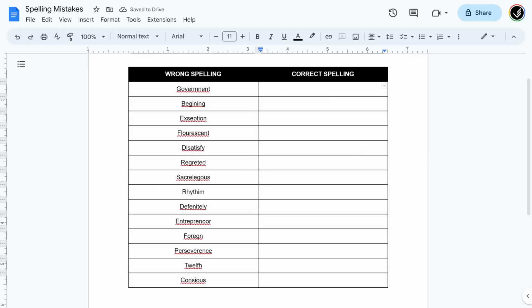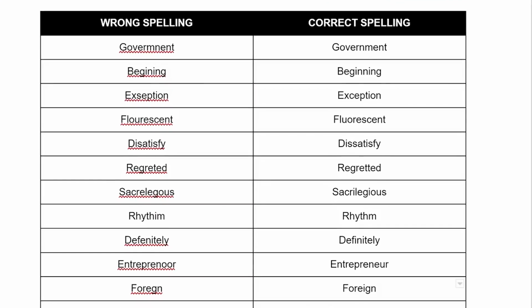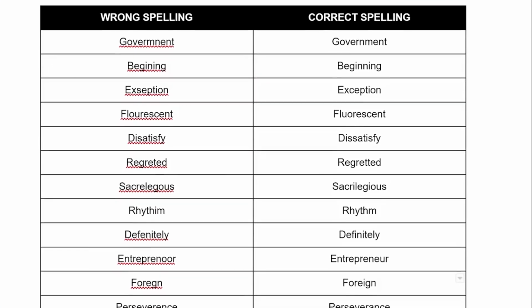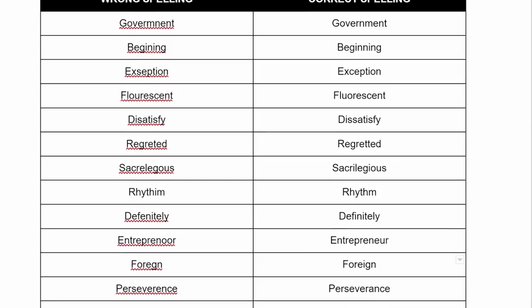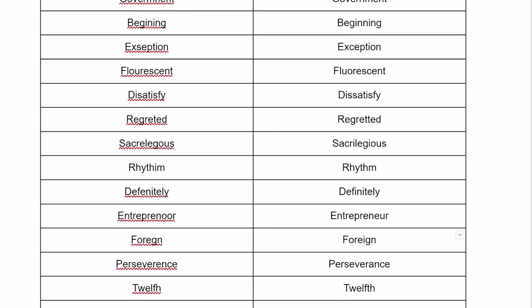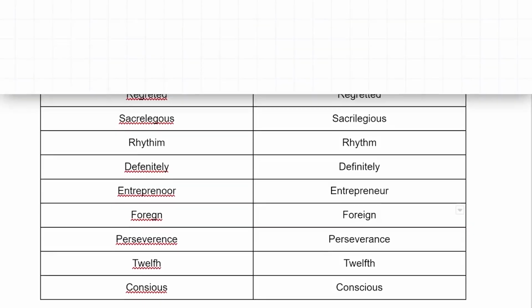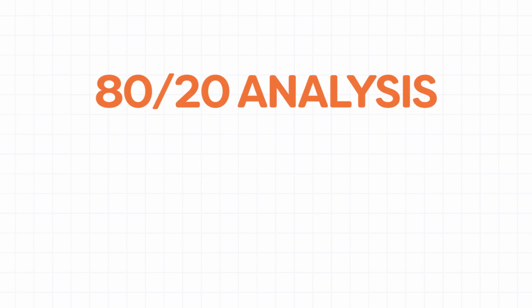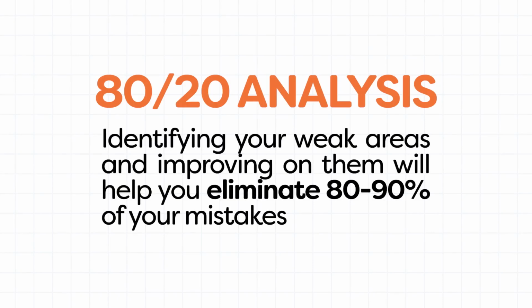So if you need to improve your spelling, every time you make a spelling mistake, note it down and then write the correct spelling beside it. And what you will start to notice are patterns. You'll start to notice particular types of words or individual words that you just have a problem spelling. Then you can do an 80-20 analysis on that. Are there words, or types of words, that you get wrong every time you spell them? If you improve that weak area, you're eliminating 80-90% of your mistakes.